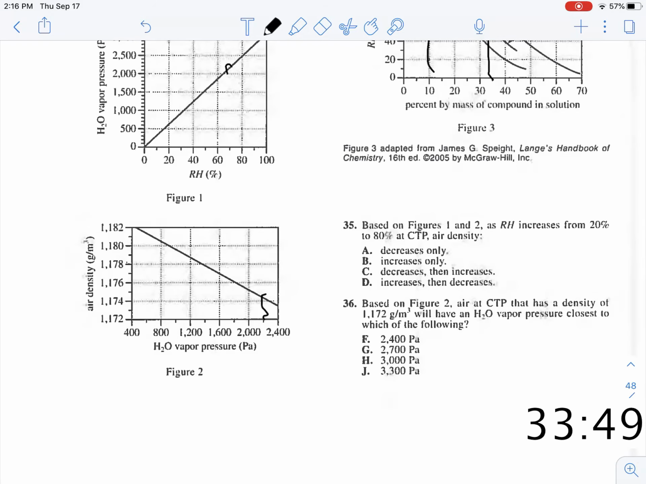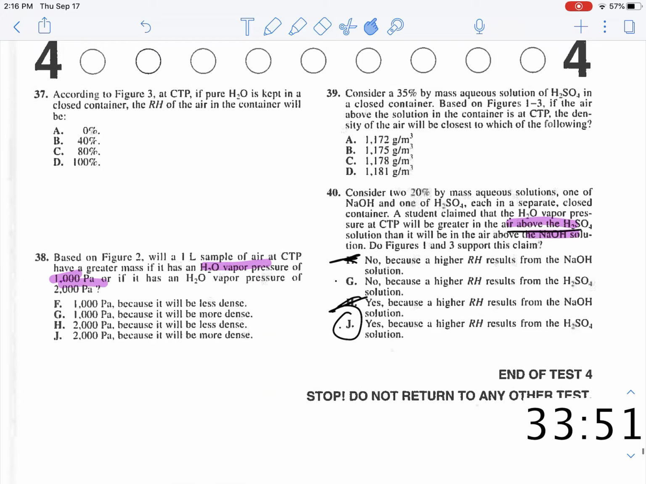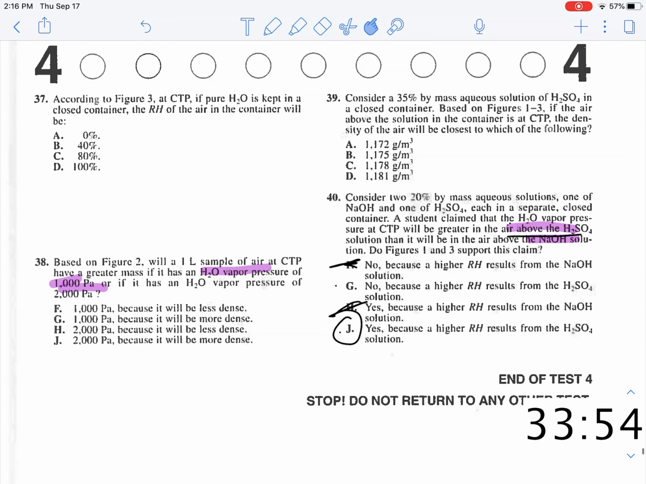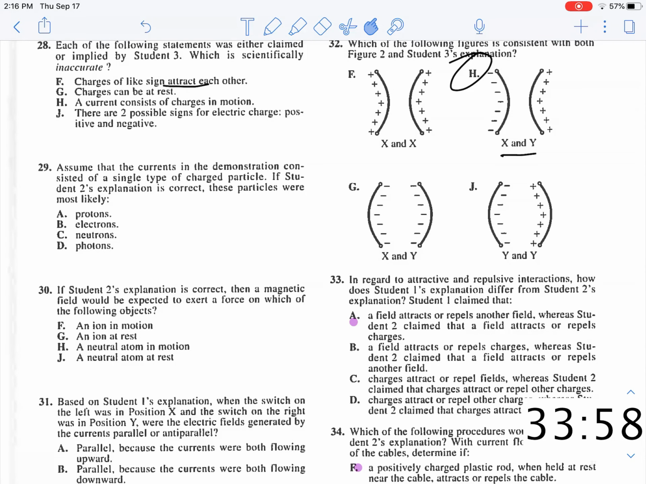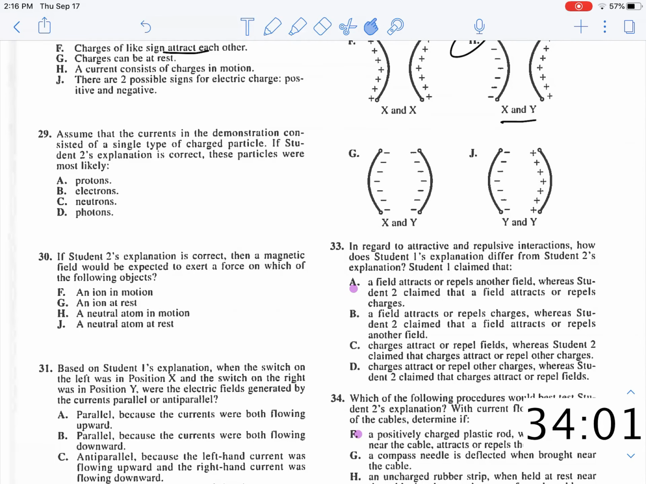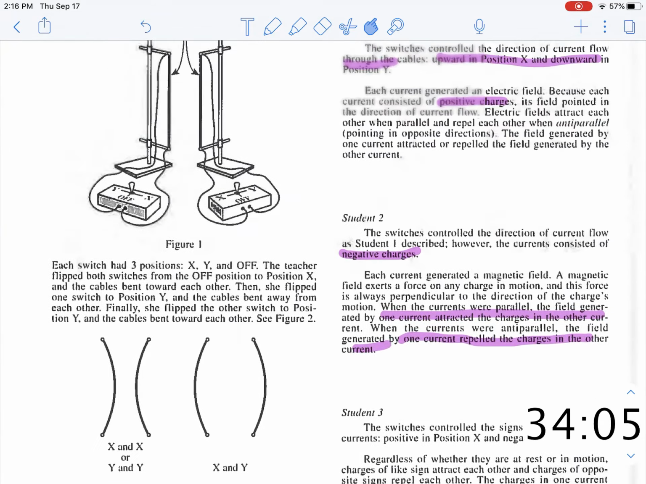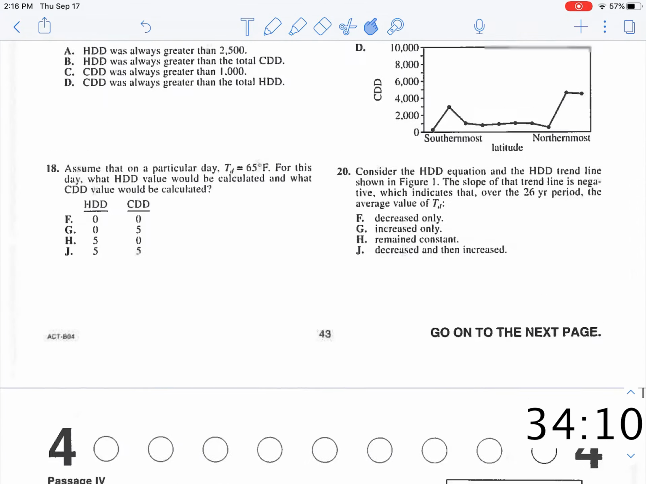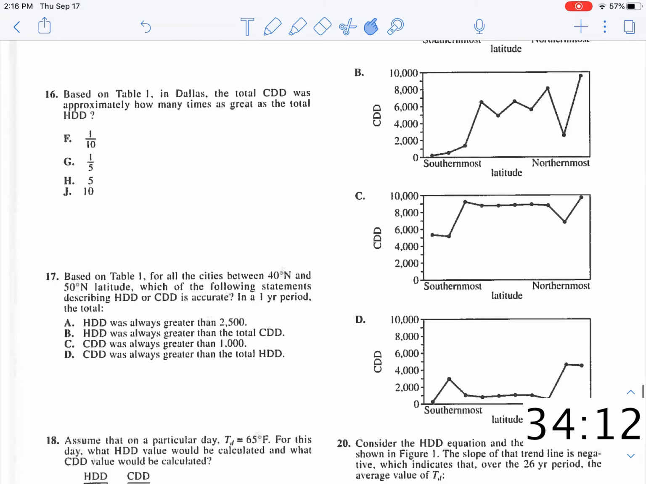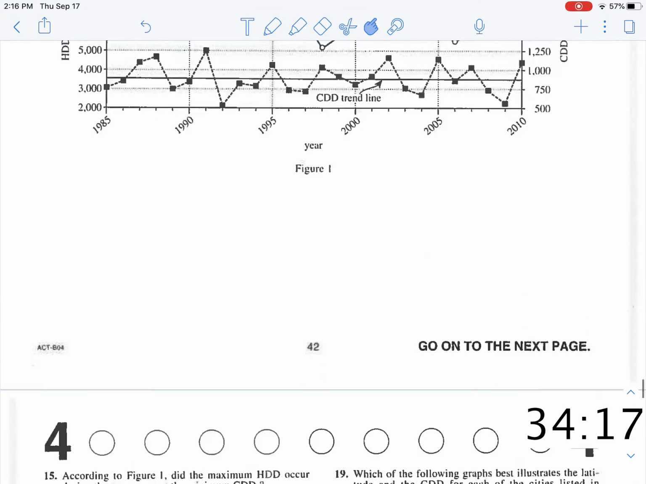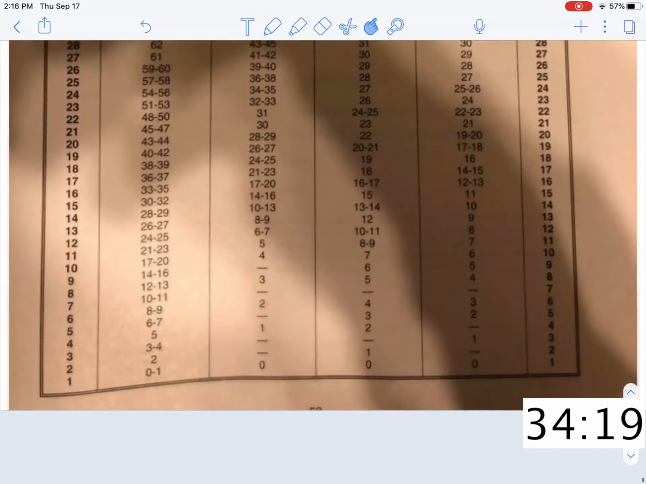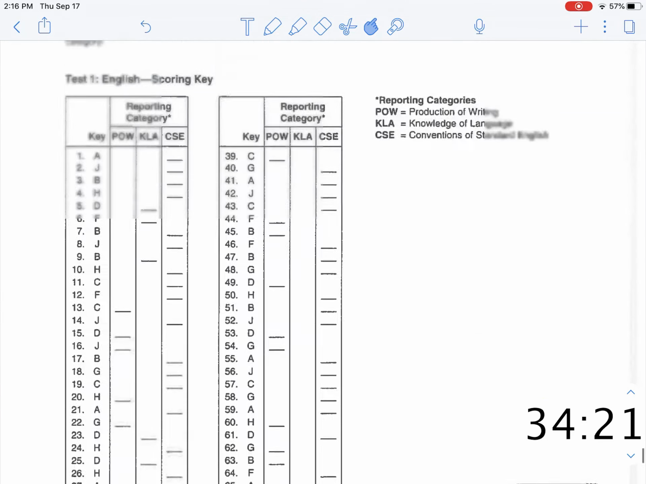Great. Okay, which ones do we need to check? Need 39. Whatever we guessed, I don't care. 33. In regard to... okay, yeah, student one. Okay, yeah, I think so. 19. Oh, I don't need to check that. 13. No, we don't need to check that. Alright, I'm gonna go back down to 39. What is that?